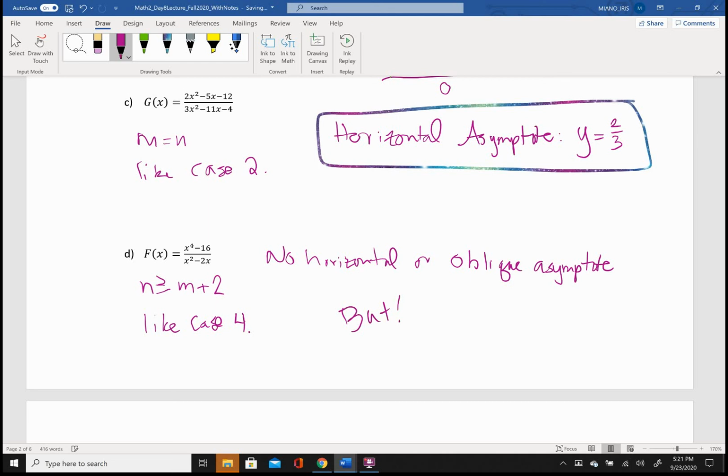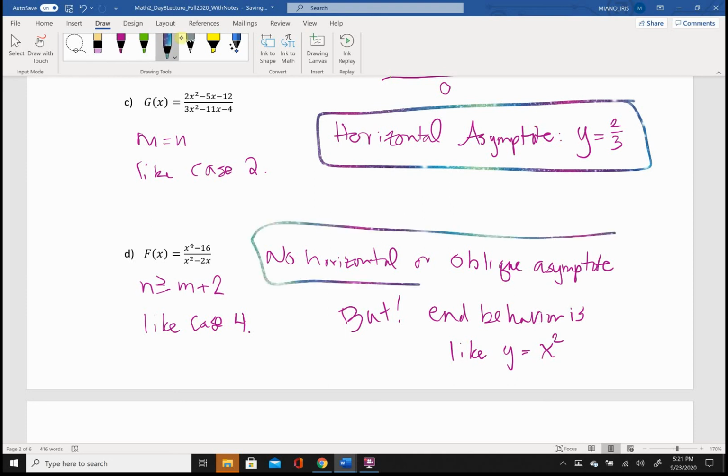But the end behavior is like y equals x squared, because that'll be the ratio of the leading terms. Okay, so yeah, I'm just gonna go ahead and box this part because this is what actually answers my question. This is just a little bit of an extra bonus.